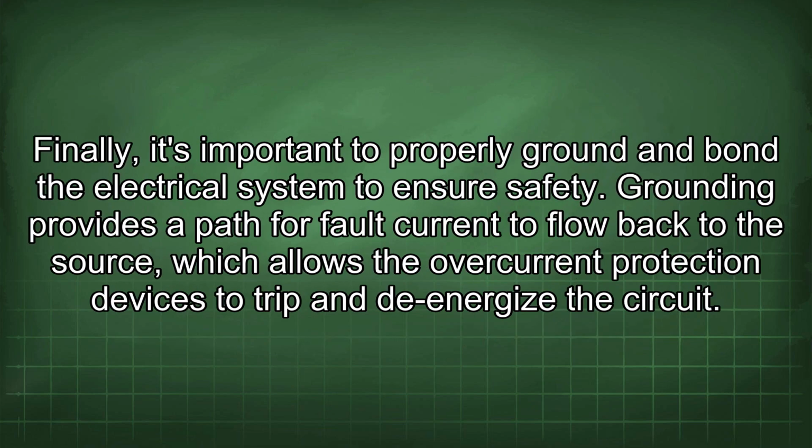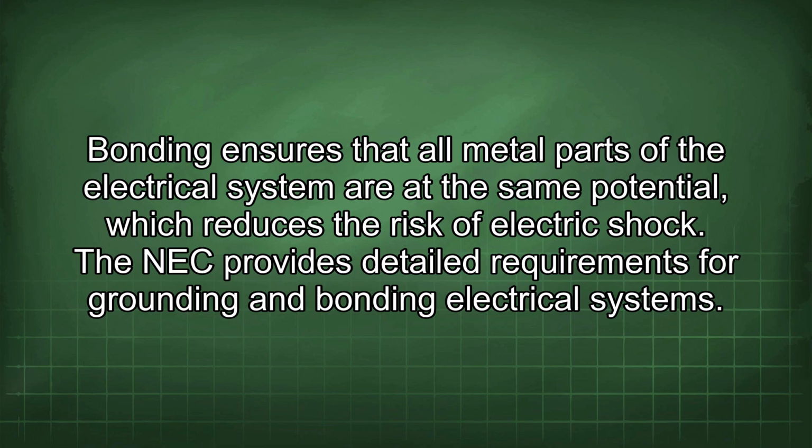Finally, it's important to properly ground and bond the electrical system to ensure safety. Grounding provides a path for fault current to flow back to the source, which allows the overcurrent protection devices to trip and de-energize the circuit. Bonding ensures that all metal parts of the electrical system are at the same potential, which reduces the risk of electric shock. The NEC provides detailed requirements for grounding and bonding electrical systems.